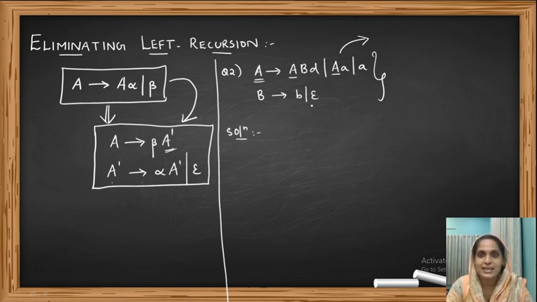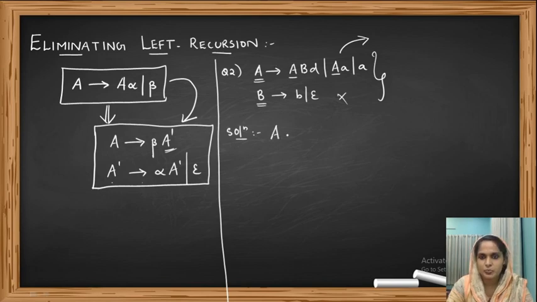Now let's check the second production. Capital B produces B bar epsilon. Here this production is not left recursive. Why? Because here the left hand side is capital B, I mean the variable or the non-terminal B. But here in the right hand side, none of the productions starts with capital B. So this production is not left recursive. So we don't have to convert this production. We have to convert only the first production.